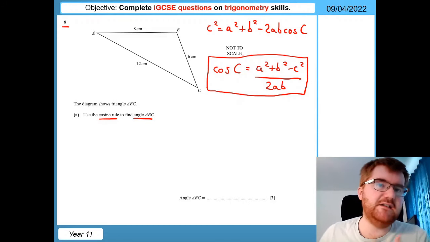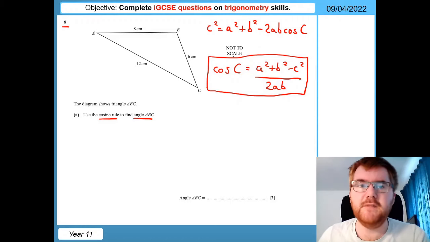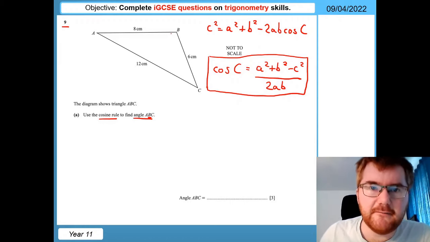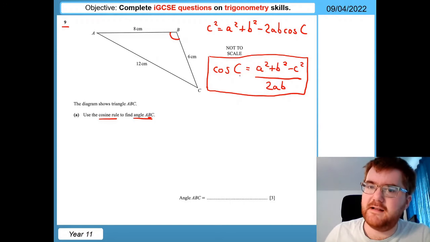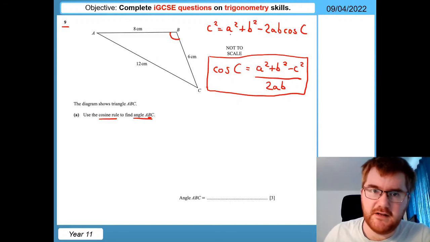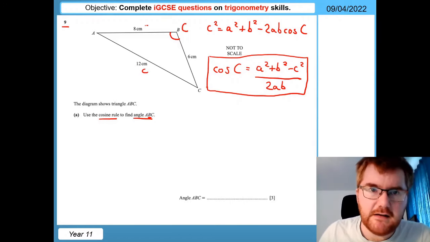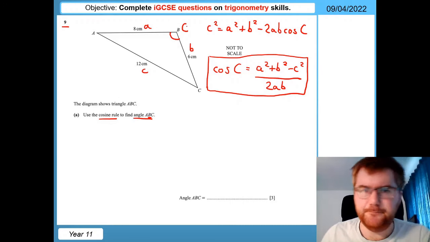Once you know this, this is simply a case of substituting into the formula. Now we're looking for angle ABC. So we're actually looking for this angle here. So if I label it with the letters I've got here, this would be big C, this would be small c, and then these two sides, doesn't matter which way round, are going to be A and B. Once we know that, we can just substitute into the formula.